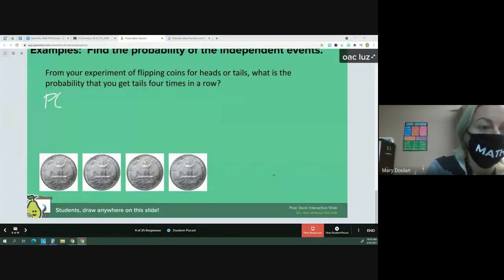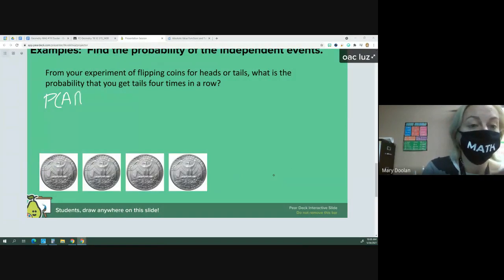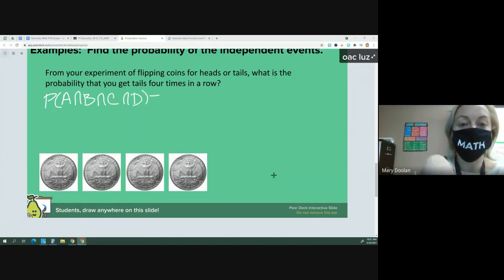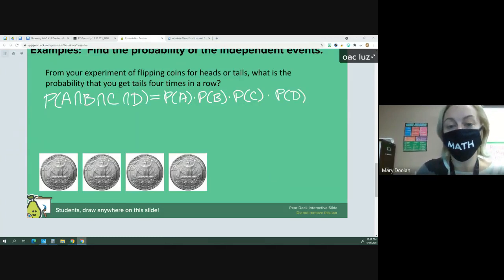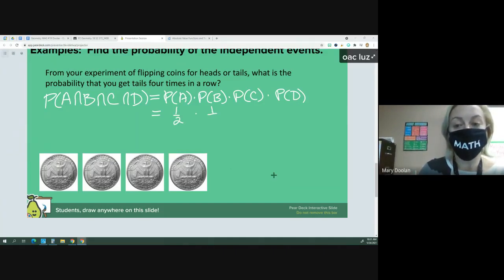So the probability of event A, which is getting tails, and event B, which is getting tails, and event C, which is getting tails, and event D, which is getting tails, is equal to the probability of A times the probability of B times the probability of C times the probability of D. And the probability of getting tails on a flip of a coin is 1/2 times 1/2 times 1/2 times 1/2.